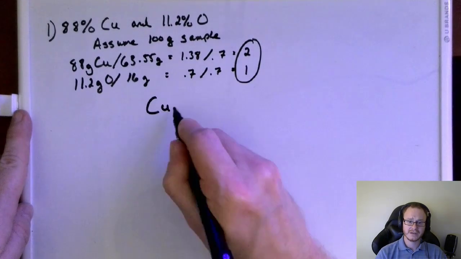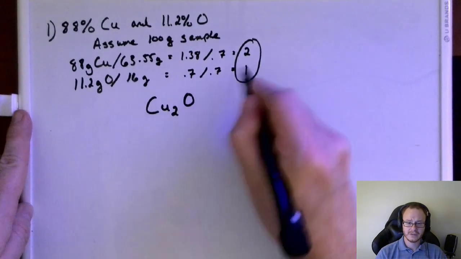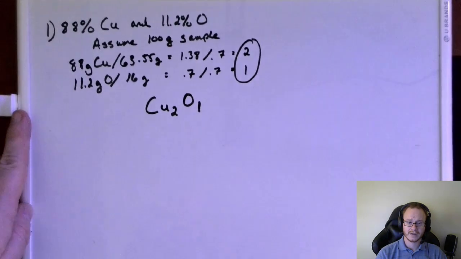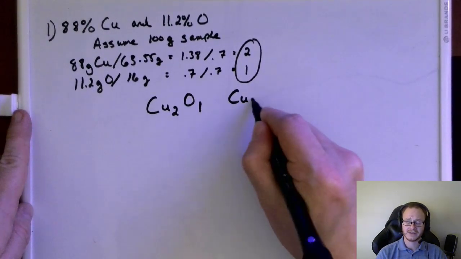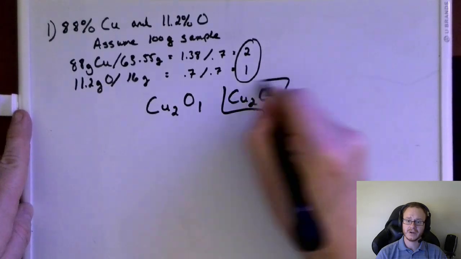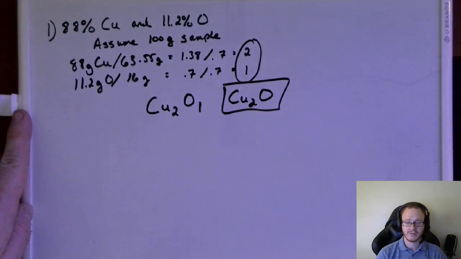So I can write Cu2O1. But we know we normally don't write ones in chemistry, so I can finalize this as simply Cu2O as my final empirical formula.